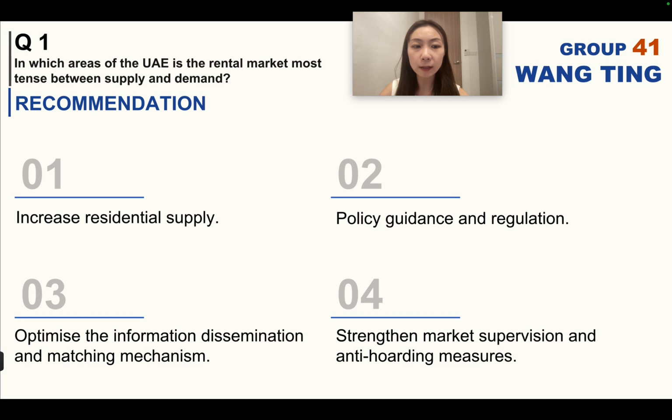Recommendation. First one, increase residential supply. Second, policy guidance and regulation. Third, optimize the information dissemination and matching mechanism. Fourth, strengthen market supervision and anti-holding measures.